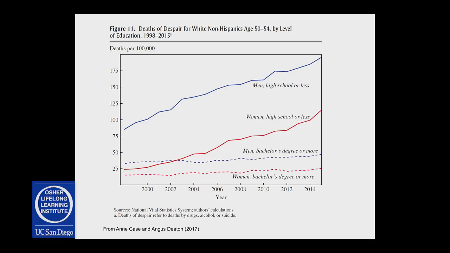Women with a high school degree or less are also seeing an increase, although their level lies below the men's, but they're still seeing an increase. The two dotted lines are the more educated people. The blue is men with a bachelor's degree or more, so this would also include the graduate degrees. And the red line is women with a bachelor's degree or more. They're at a much lower level, and you just don't see a trend in these deaths of despair among the more educated. Among the less educated, you see a big increase in the deaths of despair.